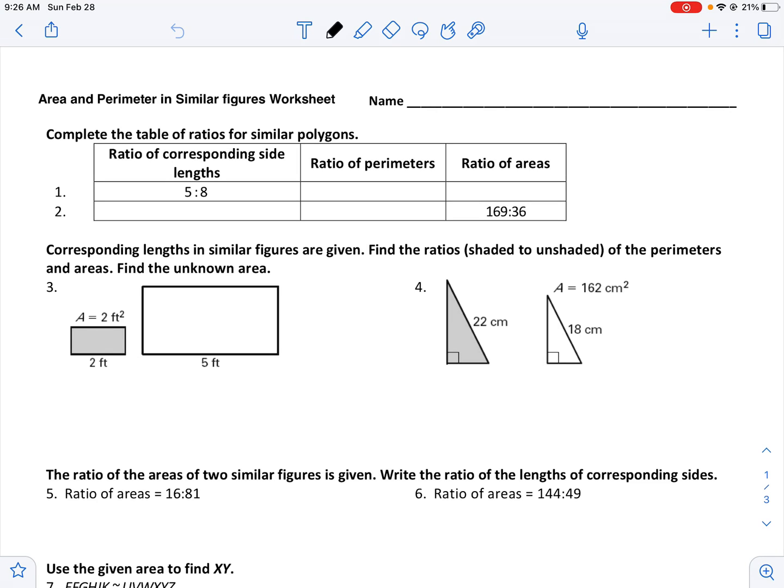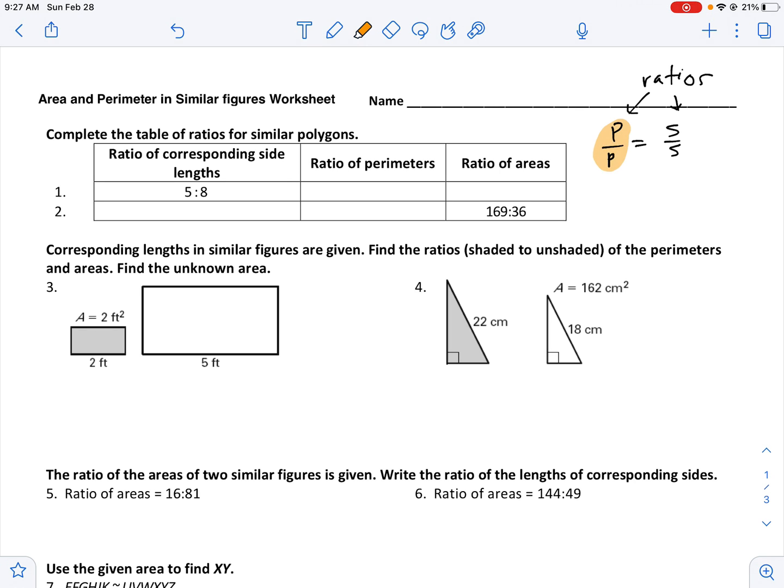This is notes for the IXL assignment from geometry. We're looking at ratios of perimeters and ratios of areas. Now, if you remember, when we were learning about these, we know perimeter over perimeter equals side over side. We call these ratios.